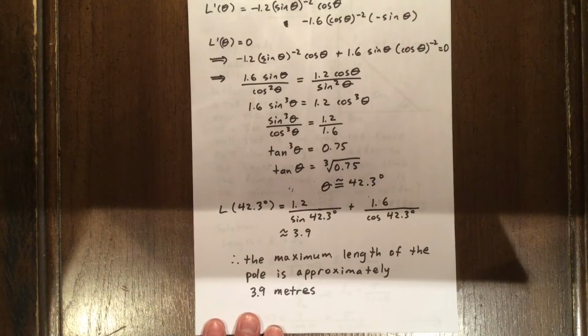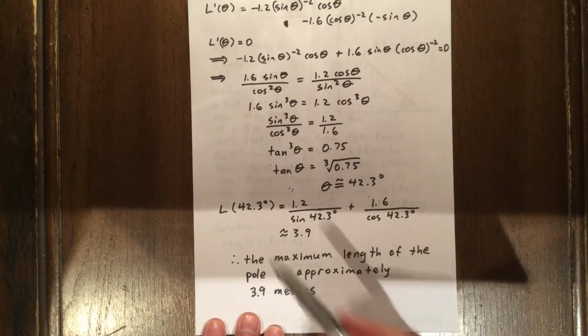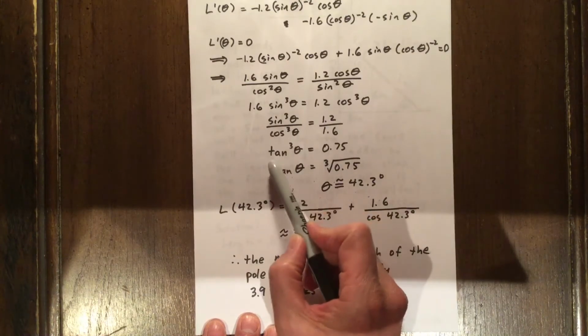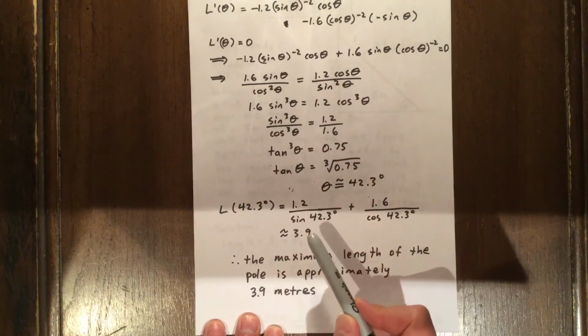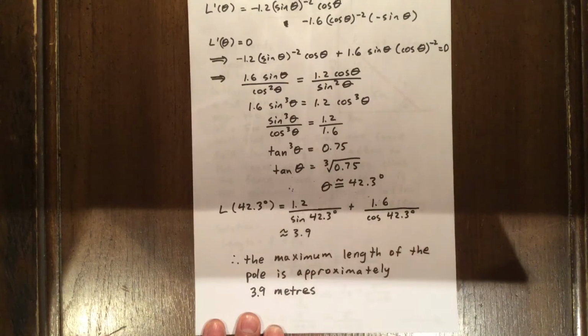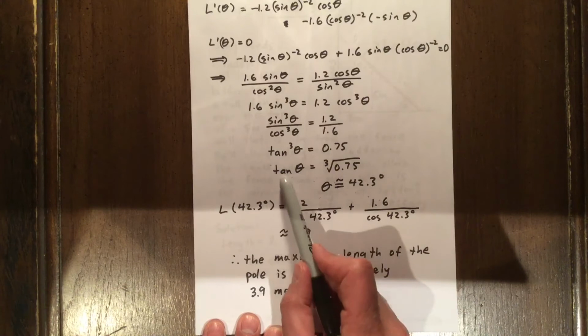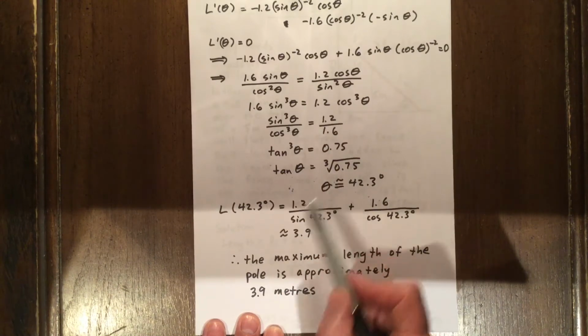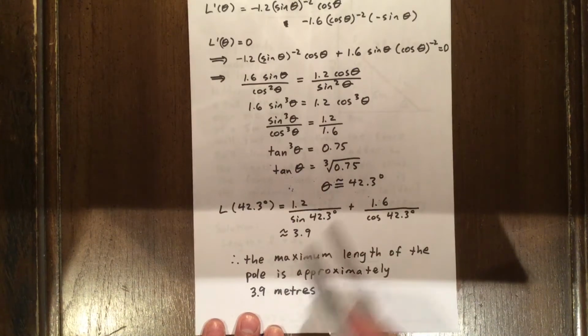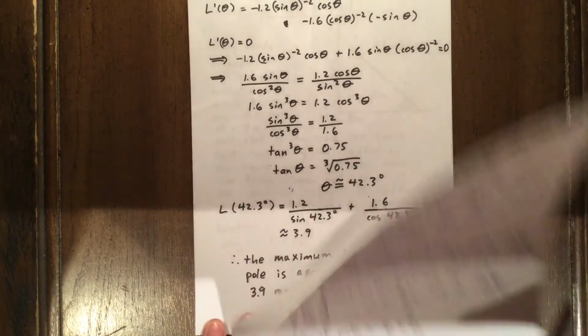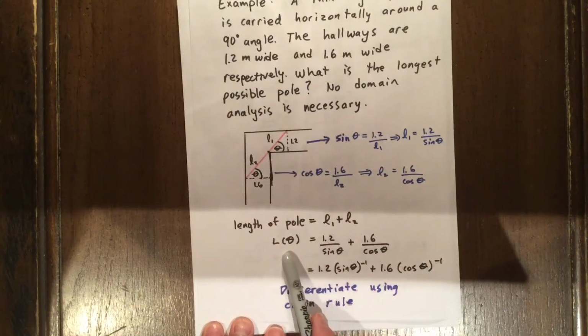And on first glance, that's going to look pretty tough to do, but then we remember that sine cubed theta over cos cubed theta is really tan cubed theta. Tan cubed theta equals 0.75, which means tan theta is the cube root of 0.75, which means theta must be approximately 42.3 degrees.